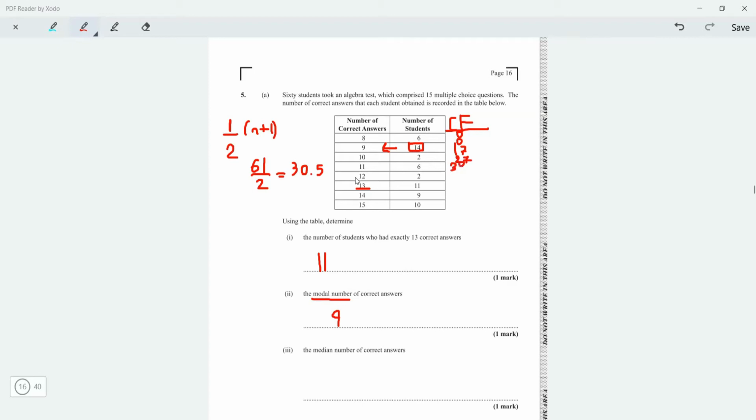Now look at that. Where does 30.5 fall? In here. So the median number is 11. The median number is 11, because the 30.5 would be in between 27 and 38. All right, so that's it. Nice.